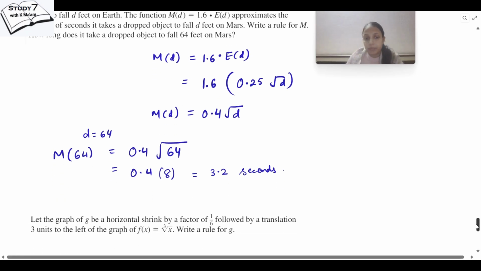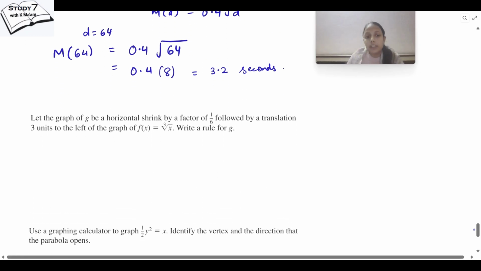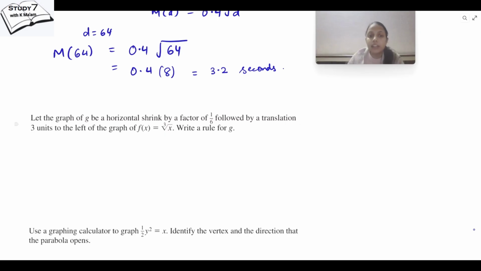Next, let the graph of g be a horizontal shrink by a factor, followed by a translation left. We have to write a rule for g. So see, f(x) is originally the cube root of x. The first transformation is a horizontal shrink by a factor of 1/6. Horizontal means something changes with x. Shrink means it is multiplied inside, and the number is greater than 1. As the factor is 1/6, you have to multiply by 6. So this is the first transformation applied.